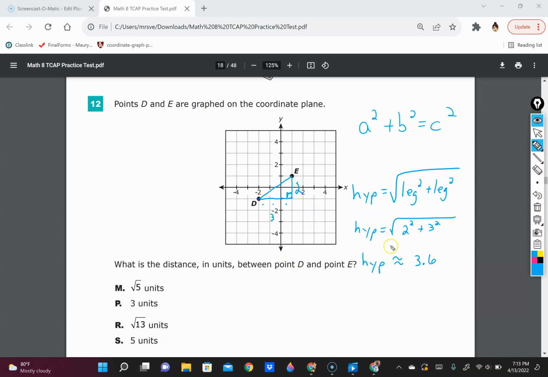So if we backtrack and go back and do what's underneath the radical, 2 to the second power is 4, 3 to the second power is 9, and 4 plus 9 gives us 13. So what we have here is the square root of 13 as our answer. You could also test this, take the square root of 13, and it'll get back to your 3.6 approximation.